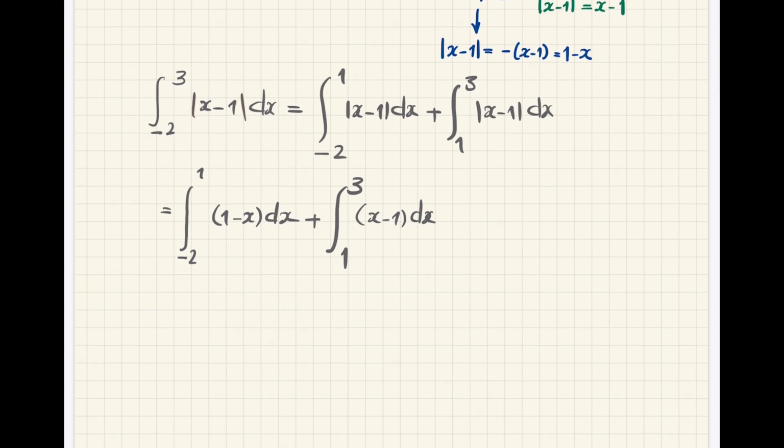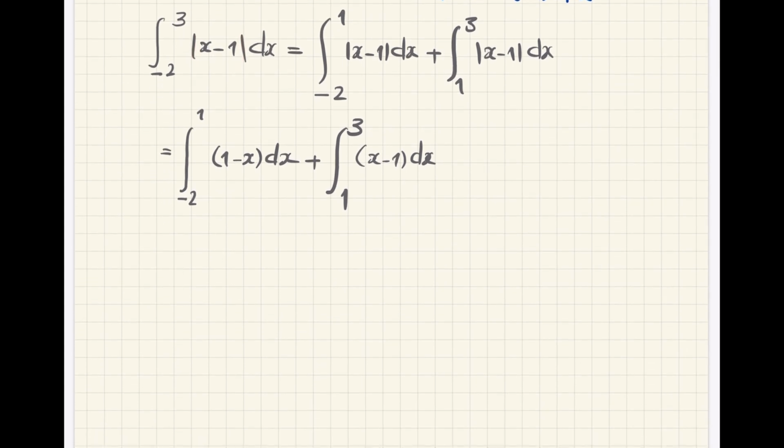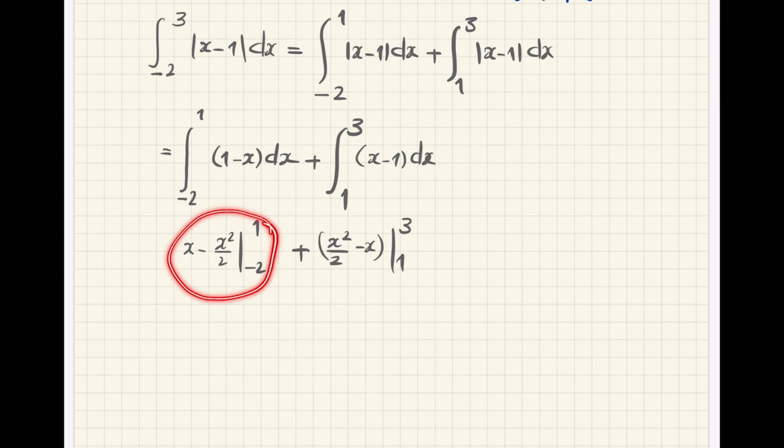And then I think this is very simple for you now, because these integrals are actually elementary integrals. So the first one is x minus x squared over 2, going from minus 2 to 1, plus the next one is x squared divided by 2 minus x, but it goes from 1 to 3. Don't get confused. You're not allowed to simplify this with that and this with that, because the boundaries are different.